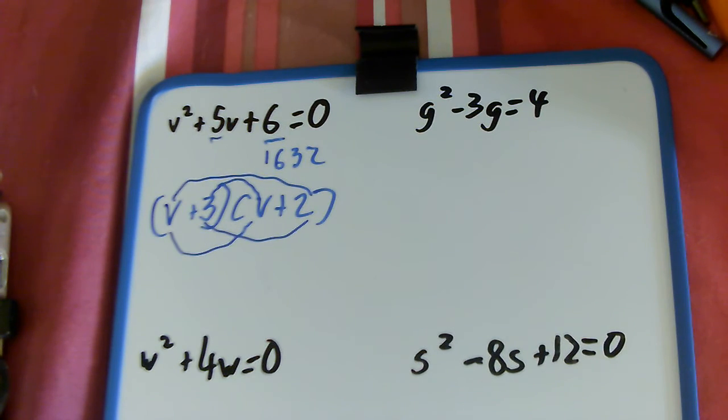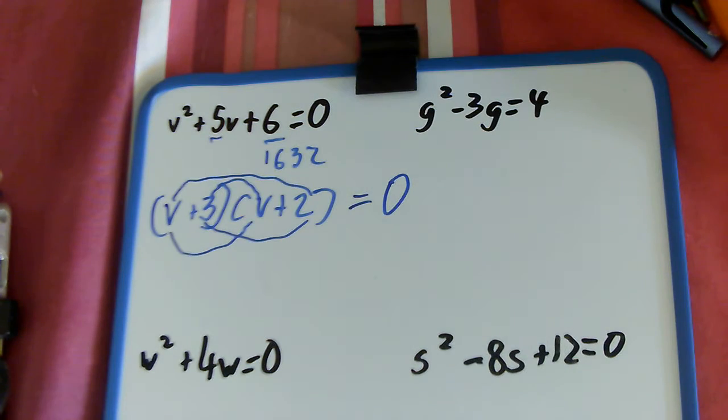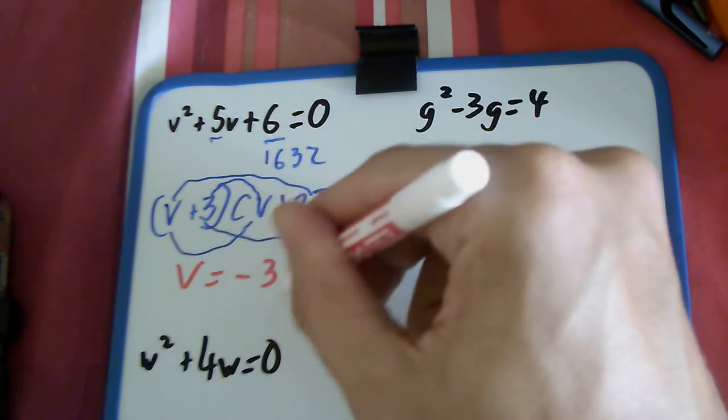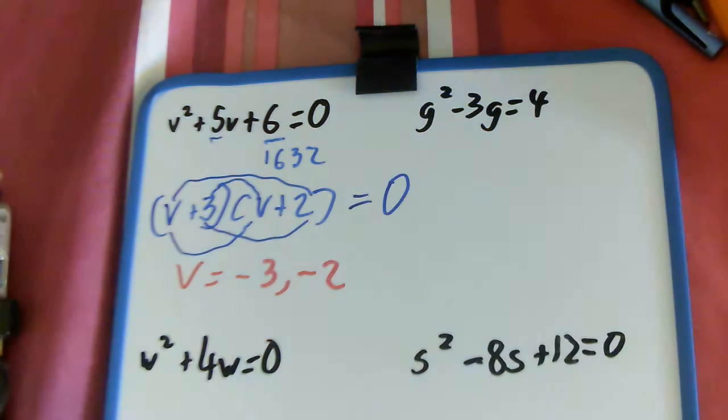Now with that (v plus 3)(v plus 2), all you have to do is have the opposite happening within the brackets to figure out what will end up equaling 0. So for v plus 3 to equal 0, it has to be v equals minus 3, and for v plus 2 equals 0, it has to be v equals minus 2.